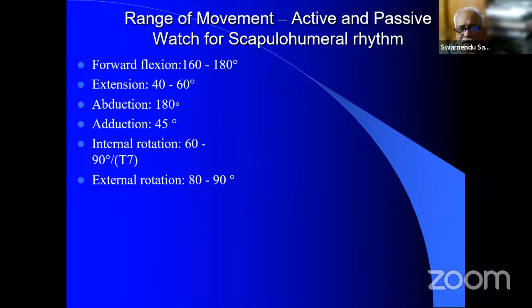And this is for my dear PG students, that we have to remember the range of movement, active and passive. Whenever we test any joint, like the hip or the knee, we examine the active and passive range of motion. So you have to remember the range of motion: forward flexion is 160 to 180. The extension is 40 to 60. The abduction is 180. Adduction is 45. Internal rotation is 60 to 90, like up to T7 or the dorsal 7 level. External rotation is 80 to 90.